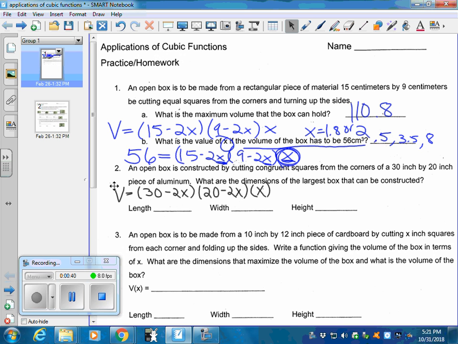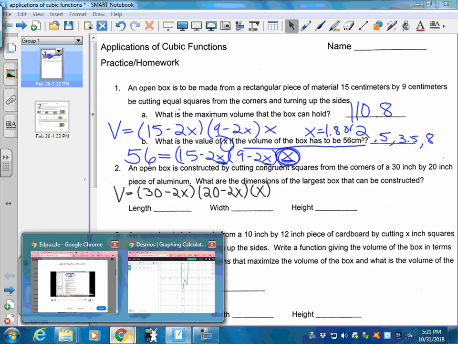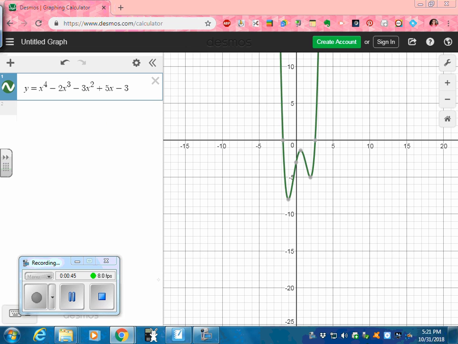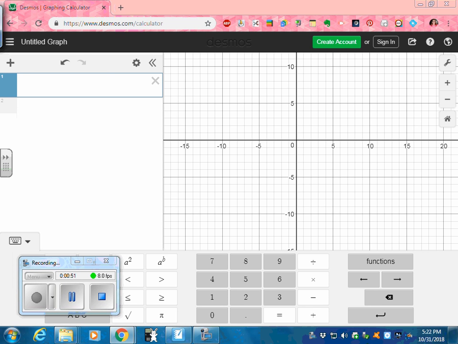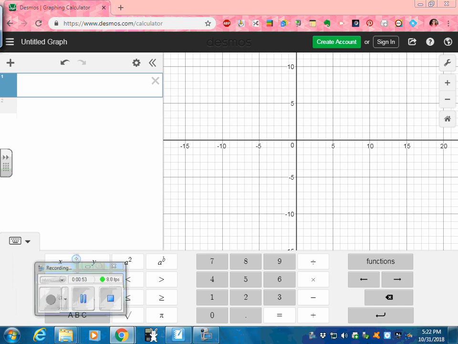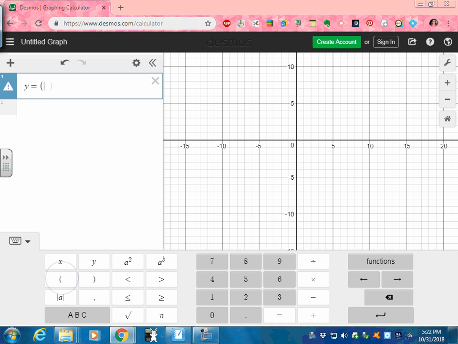So if you go into Desmos, and I'm just going to put this one in, y equals, and we got 30 minus 2x, and then we've got the 20 minus 2x, and then we have x. Okay, so we've got our graph.